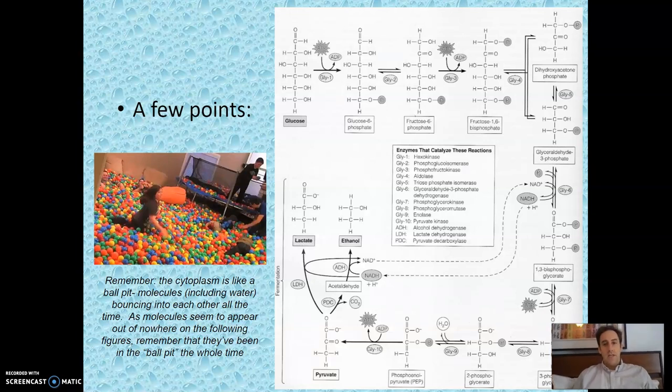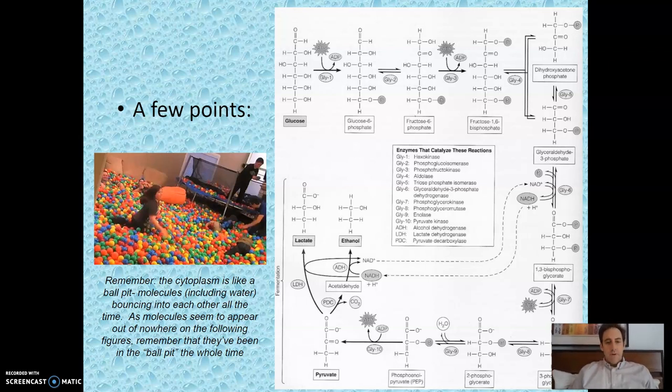So here is the diagram, the figure that shows all the major steps of this process of glycolysis. It is a catabolic pathway because it is breaking down things. And when you look at this, it is very normal to be intimidated and freaked out a little bit. That's okay. We're going to break it down and figure it out. A couple points before we get into it.